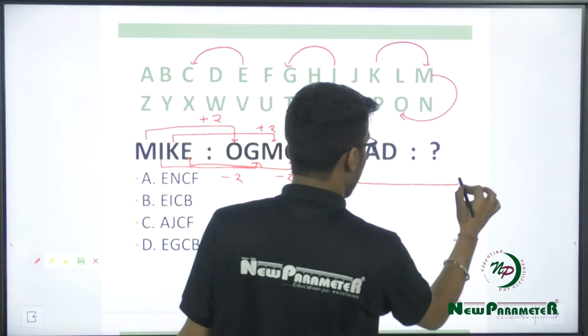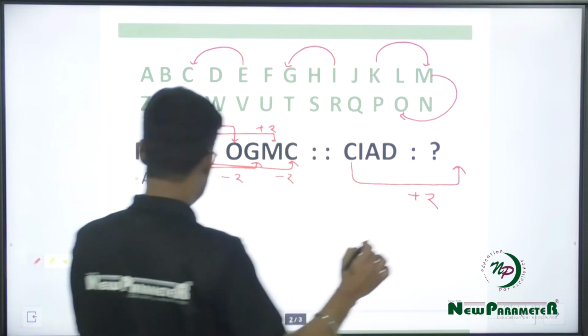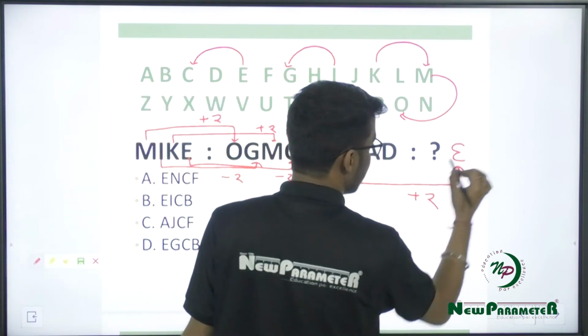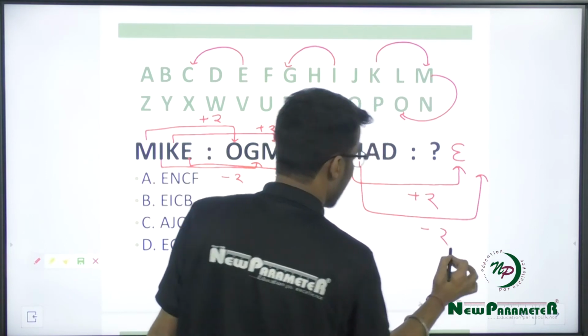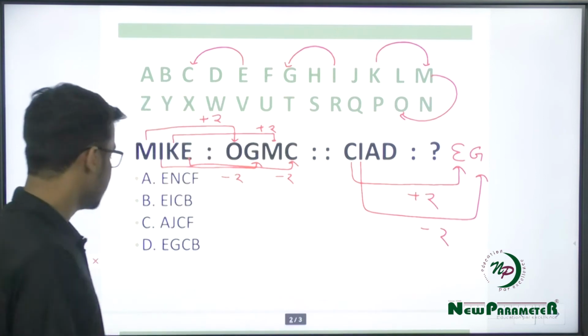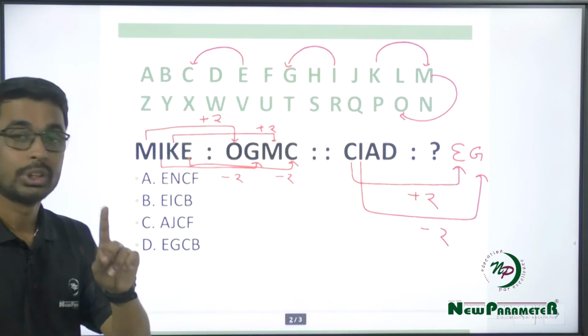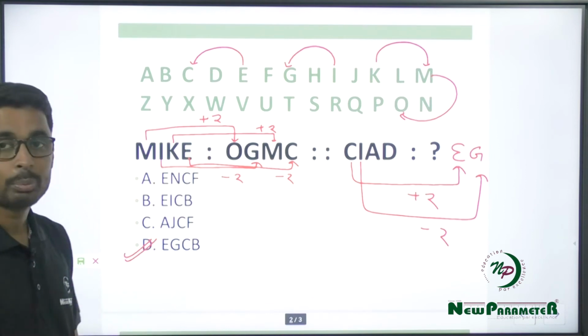So when we add 2 letters to C, our first letter would be E. When we subtract 2 letters from I, our answer would be G. Now there is only one option which starts with E and G, so our answer would be option D.